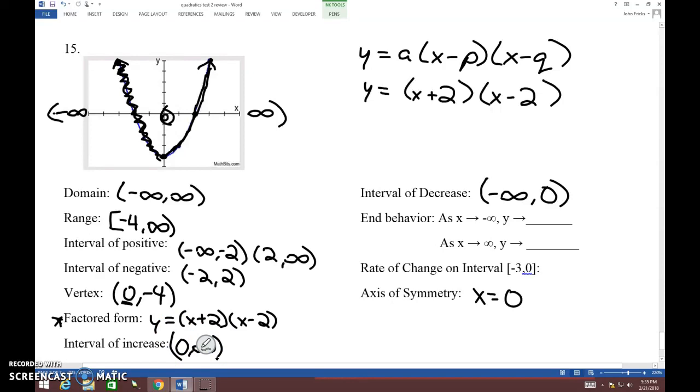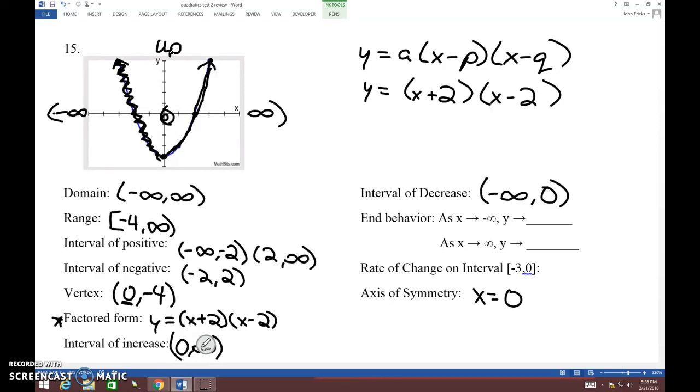Now, end behavior is very simple as well. With end behavior on quadratics, all you really need to do is pay attention to whether the graph is opening up or down. In this problem, we can obviously tell it's opening up because the lines are pointing up. But anytime it's opening up, both end behaviors are going to be positive infinity. If it's opening down, they're both going to be negative infinity.